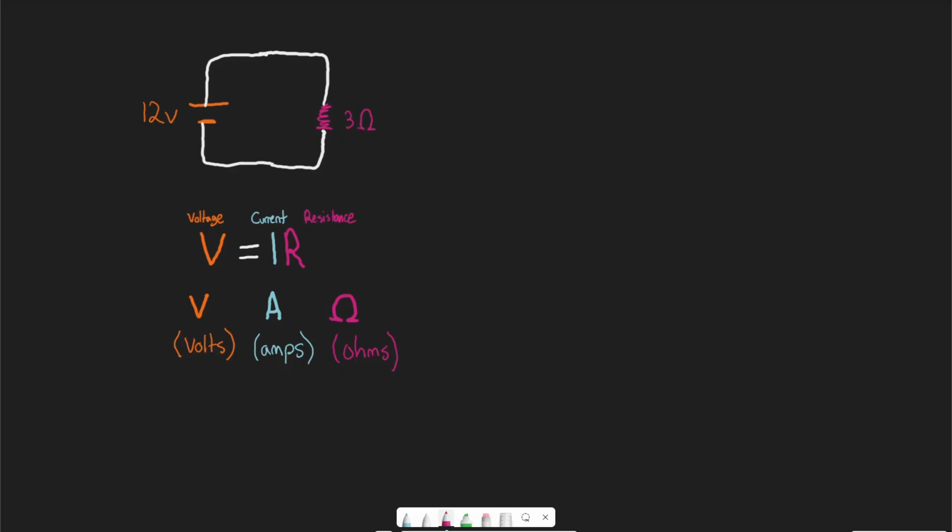What will our current be? Well, 12 divided by 3, of course, right? So V equals IR. So 12 divided by 3 is going to be equal to 4 amps.